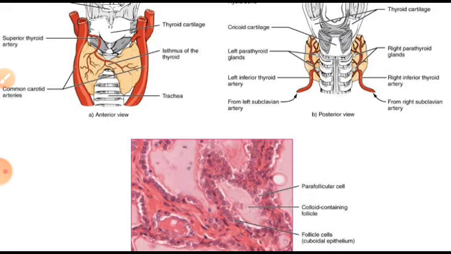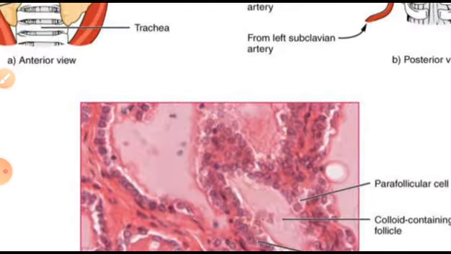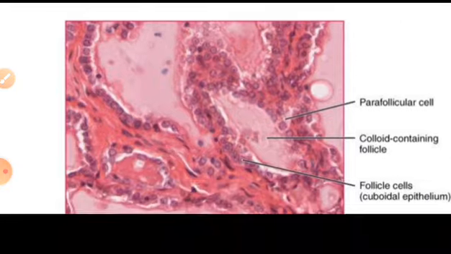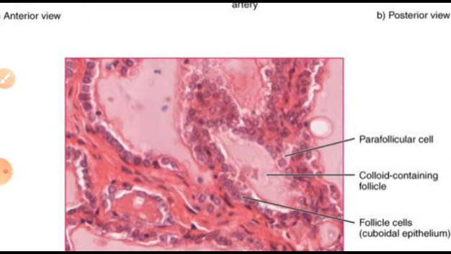Here I would like to tell you that the thyroid gland is made up of multiple follicles that consist of a single layer of epithelial cells surrounding a lumen. You can see here a lumen filled with colloid, a colloid-containing follicle. So this is the follicle all around, and in between the colloid is filled. This colloid is known as thyroglobulin, right? This thyroglobulin stores the thyroid hormone.